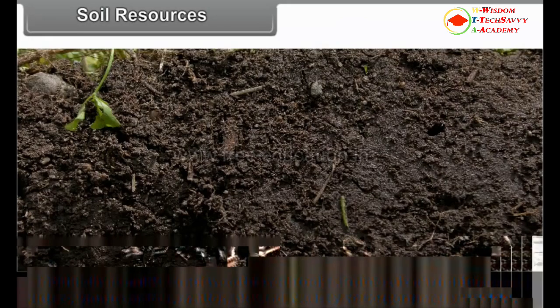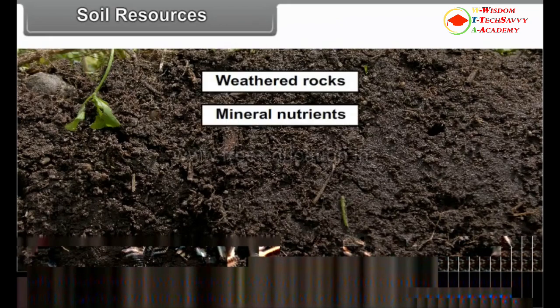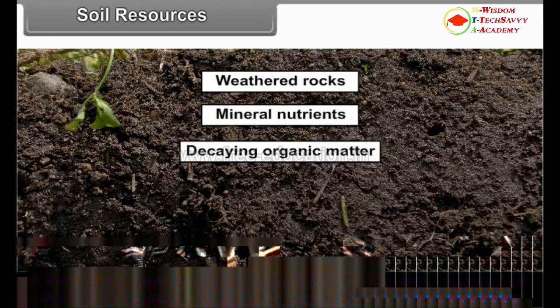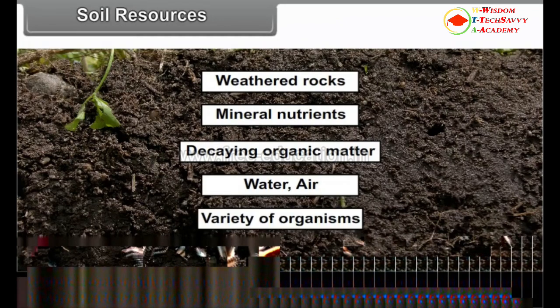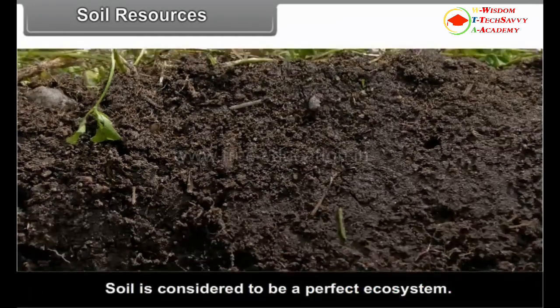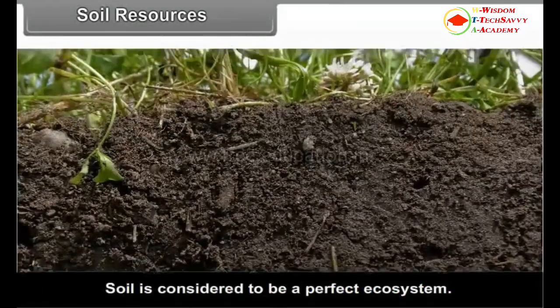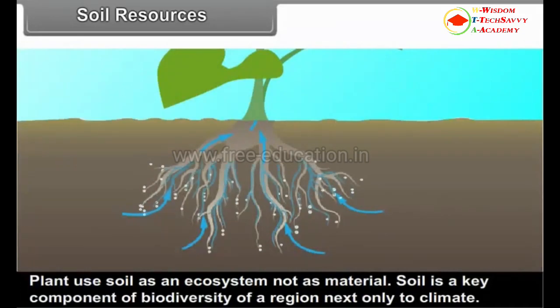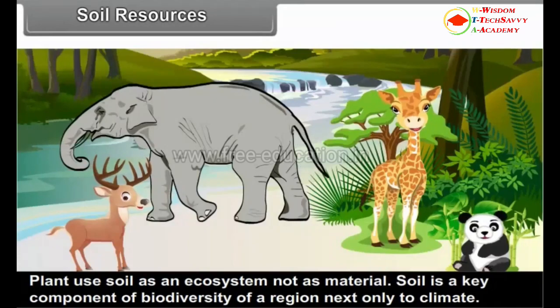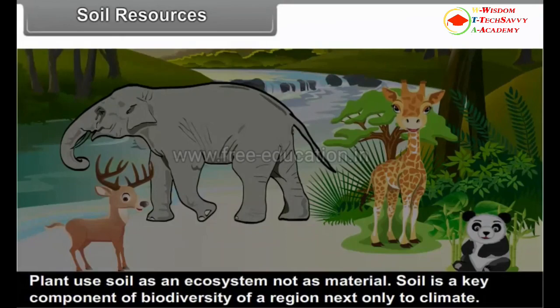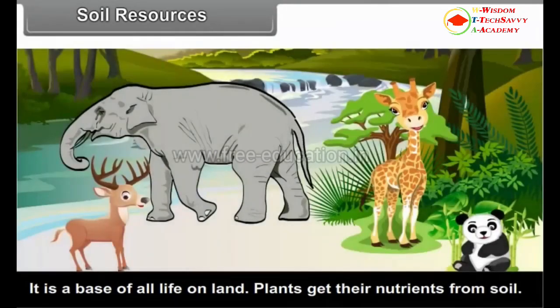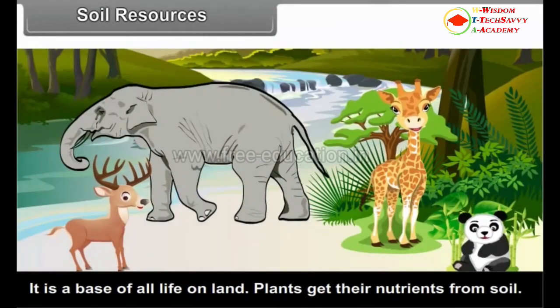Soil resources. Soil is basically a mixture of weathered rocks, mineral nutrients, decaying organic matter, water, air, and a variety of organisms. Soil is considered to be a perfect ecosystem. Plants use soil as an ecosystem, not as material. Soil is a key component of the biodiversity of a region, next only to climate. It is the base of all life on land.